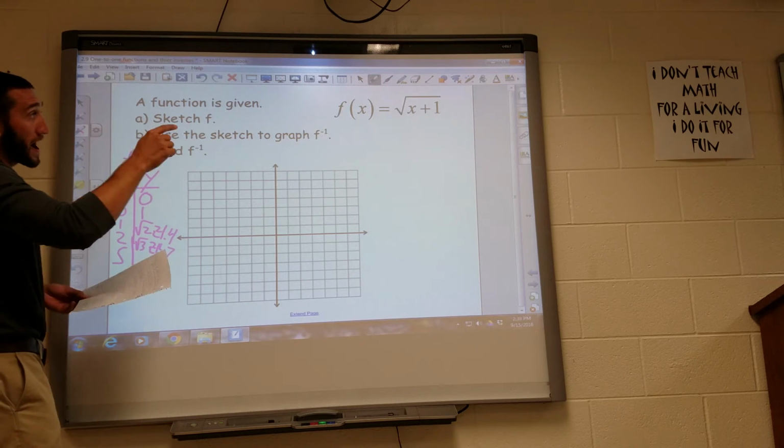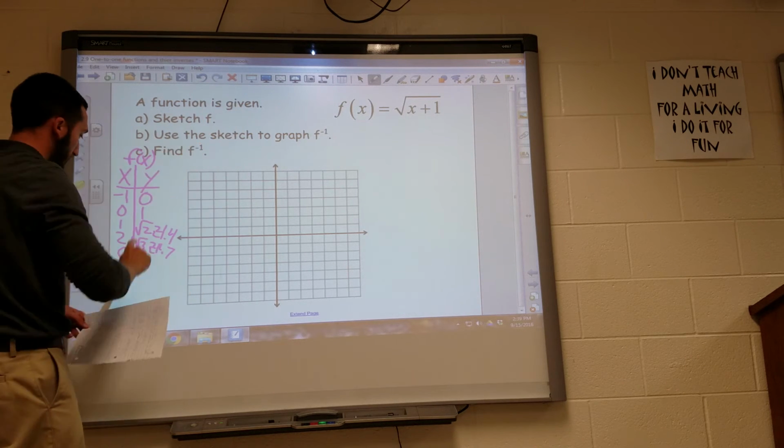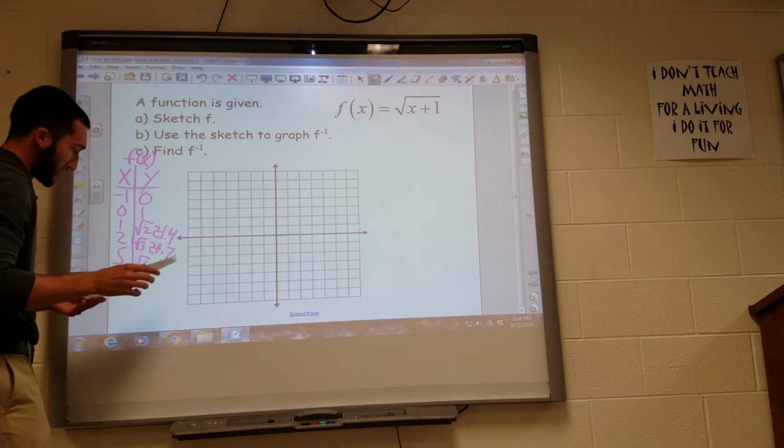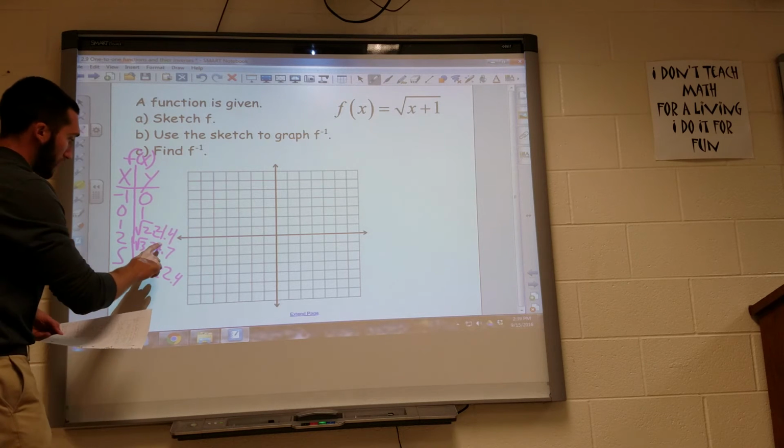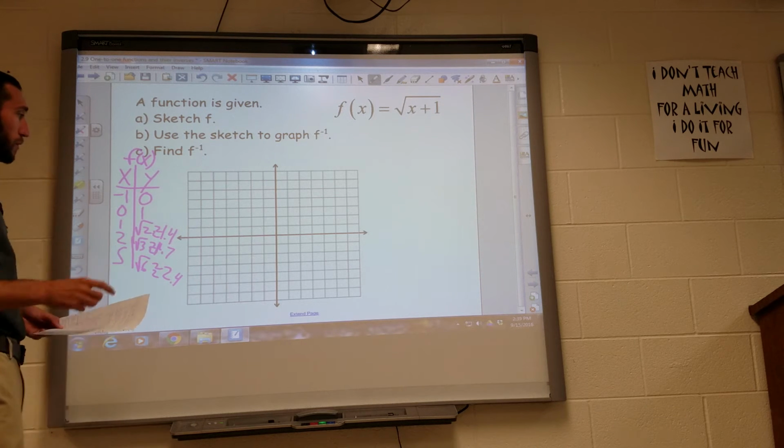And then if I plug a 5 in, 5 plus 1 is 6. The square root of 6 is a repeating decimal, but it's about 2.4. So that's 1.4, 1.7, 2.4.